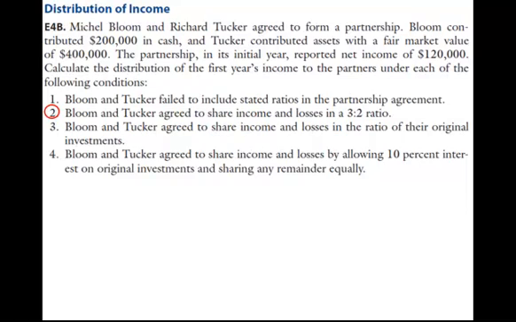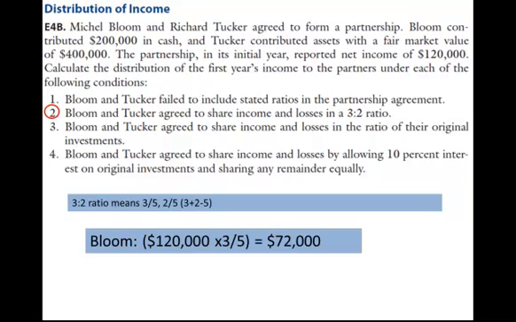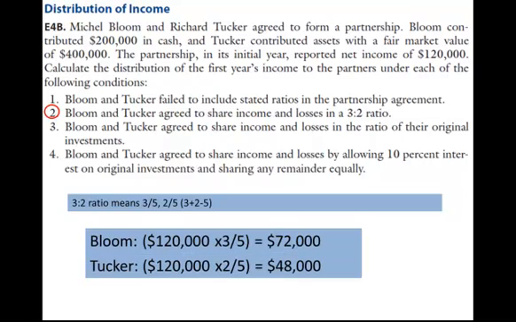In example 2, Bloom and Tucker agreed to share income and losses in a 3-to-2 ratio. So the first thing we must take into consideration is that a 3-to-2 ratio means 3/5 and 2/5, because 3 plus 2 is 5. So one gets 3/5 and the other gets 2/5. Bloom, since his name is stated first in the 3-to-2 ratio, is the 3/5. So he will claim 3/5 of the $120,000 net income, which is $72,000. And Tucker will claim 2/5 of the net income, $48,000.